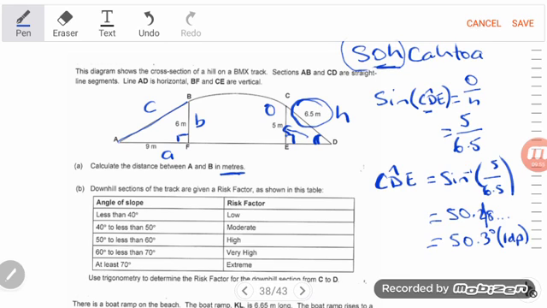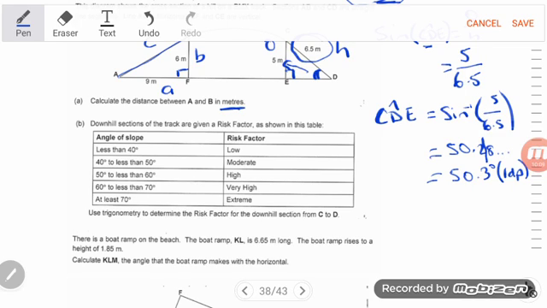Okay. Now, when you're using your calculator, make sure it is in degree mode, not radians or anything else. Make sure it is in degree mode. Okay, so, let's see. We have 50.3 degrees. That is 50 to less than 60. Here we go. So that's what we want. That is a high risk factor. So 50.3 is just above 50 degrees, but it's less than 60 degrees. So our risk factor is high.